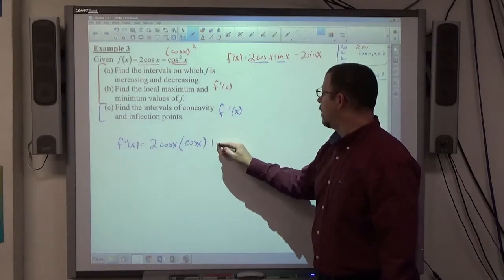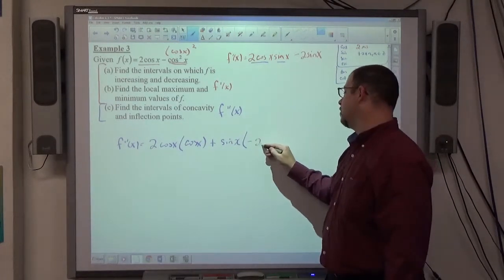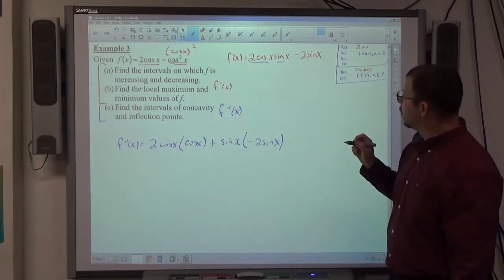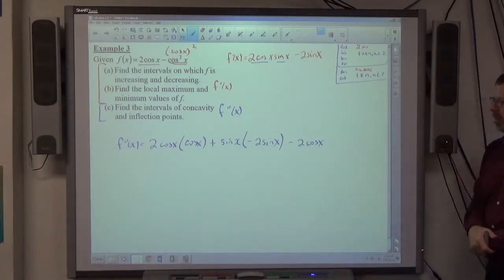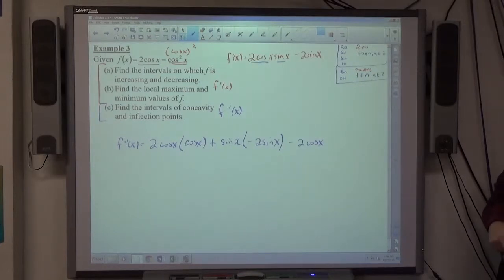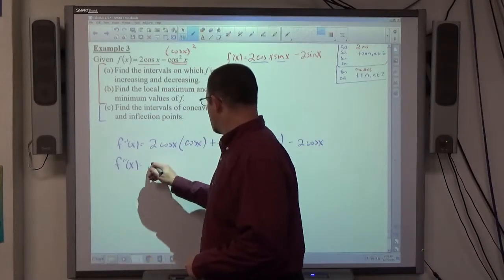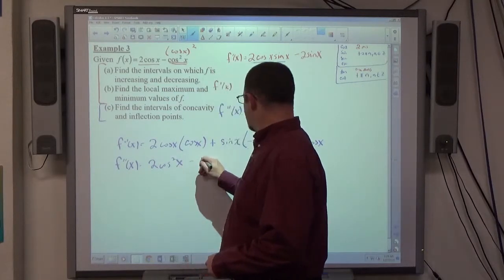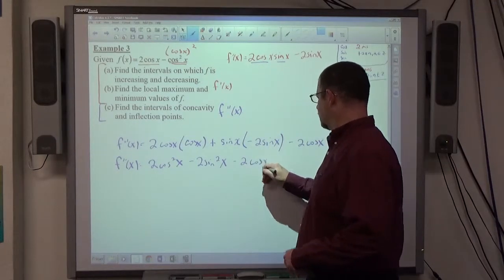Plus 2 d1, which is sine of x times the derivative of 2 cosine of x, which is negative 2 sine of x. And then the derivative of 2 sine of x minus 2 sine of x is going to be minus 2 cosine of x. So I get 2 cosine squared minus 2 sine squared minus 2 cosine of x. So f double prime of x equals 2 cosine squared x minus 2 sine squared x minus 2 cosine of x.